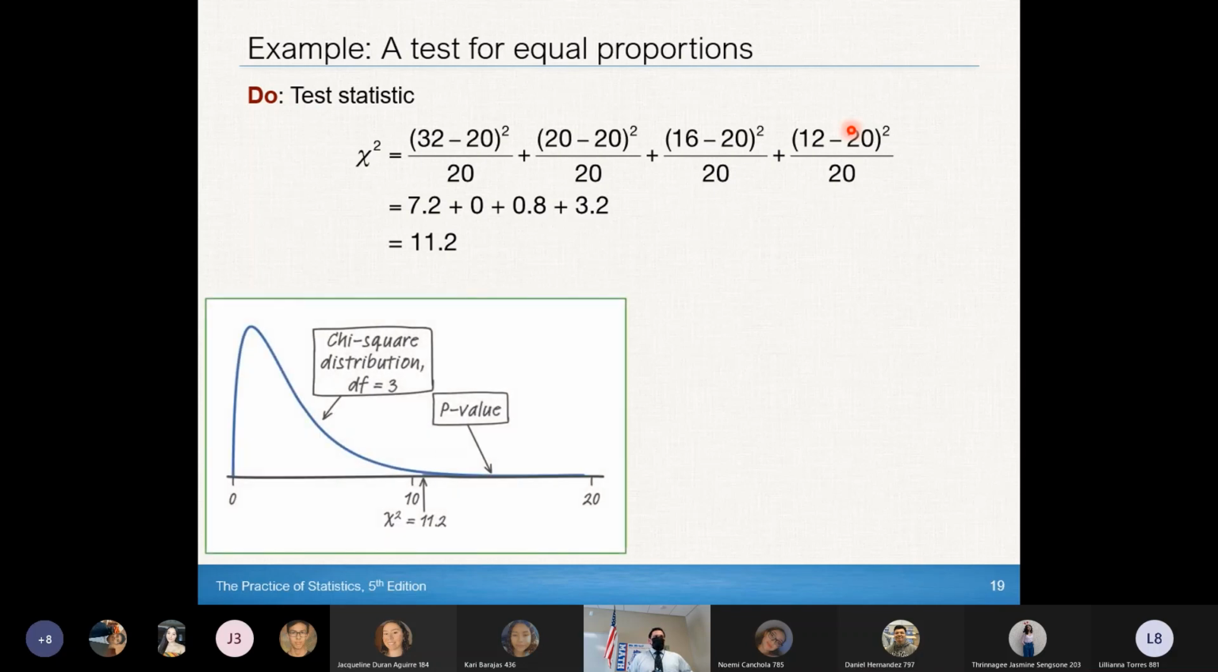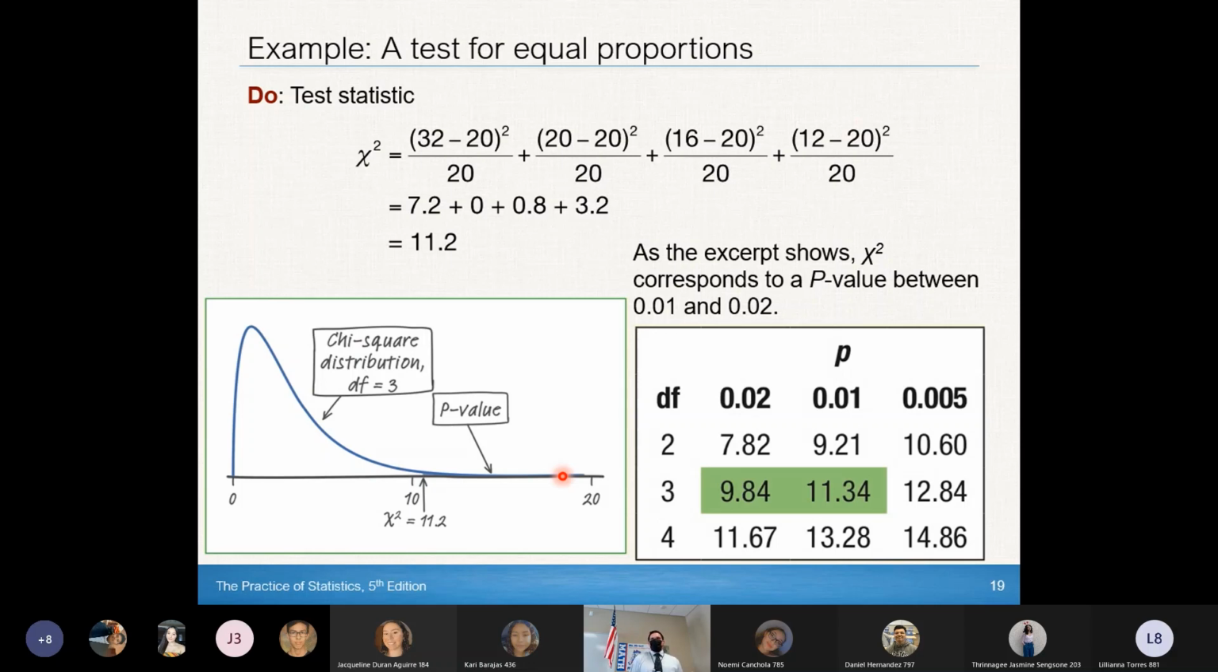Here's a little illustration of that distribution, the chi-squared distribution with degrees of freedom equaling 3. The degrees of freedom are 3 because we have 4 categories. 4 minus 1 is 3. And we see our chi-squared statistic falls right here on our distribution. And our p-value is this little sliver over here to the right.